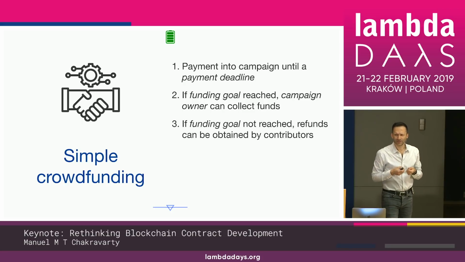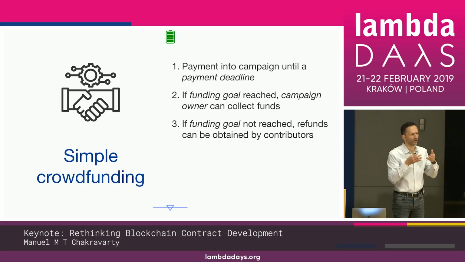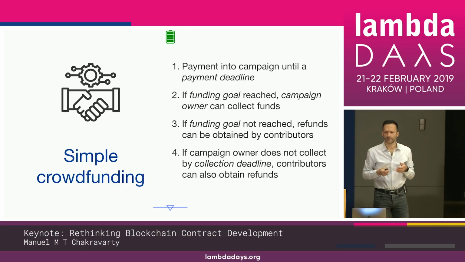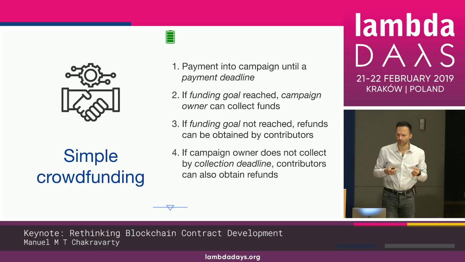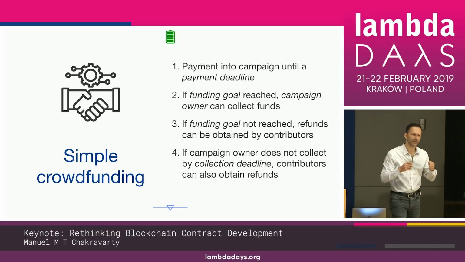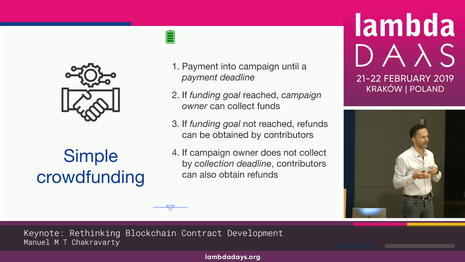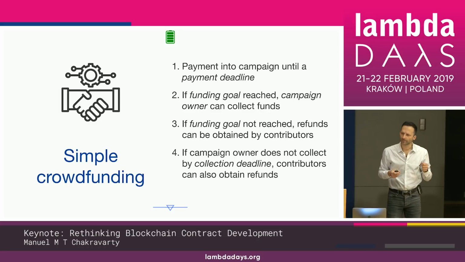And then if the goal is not reached or the campaign owner doesn't collect the funds, then we have to have a deadline where people can get a refund. And that's the entire set of rules. So if you want to implement something like this, people call it a smart contract. They're not particularly smart, they're just pieces of code, but they're contractual.